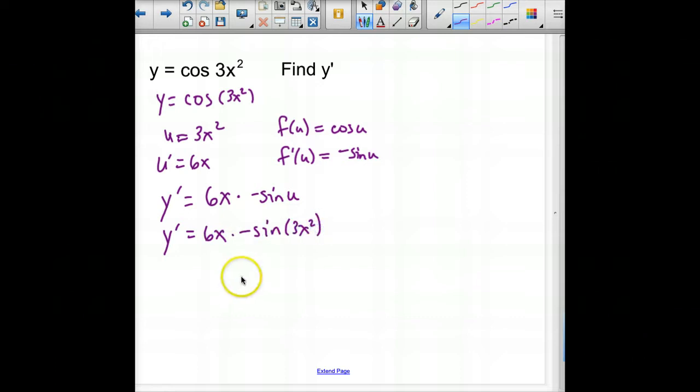So we have 6x times negative sine of 3x squared. And for trig functions, you always write negatives first, numbers second, variables next, and then the trig function at the very end. So there's your final answer.